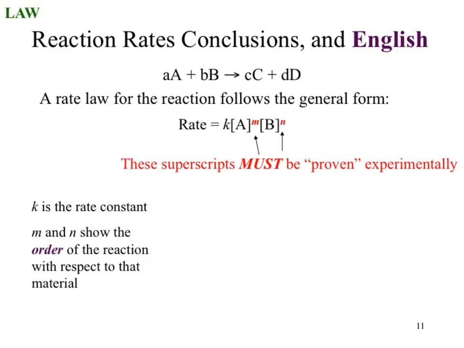Those rare conditions tend to happen in very complex situations, i.e. biochemistry. Okay? The superscripts must be proven experimentally for any given reaction. Okay? So we look at reactions as a whole. You have to prove what those values are. So at this point, we don't know what our mechanism is. So what we would have to do is go through and set up an experiment to solve for those orders. Okay? K is our rate constant, which we could solve out of our expression.